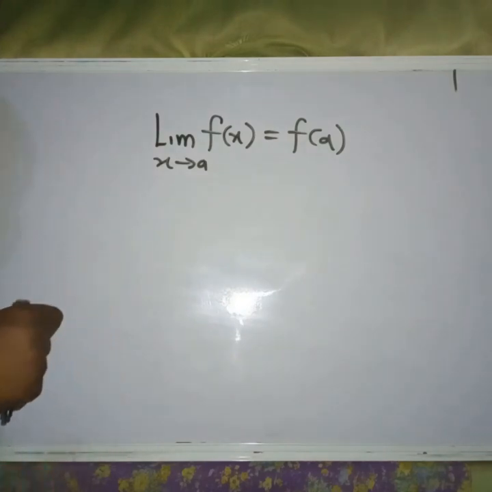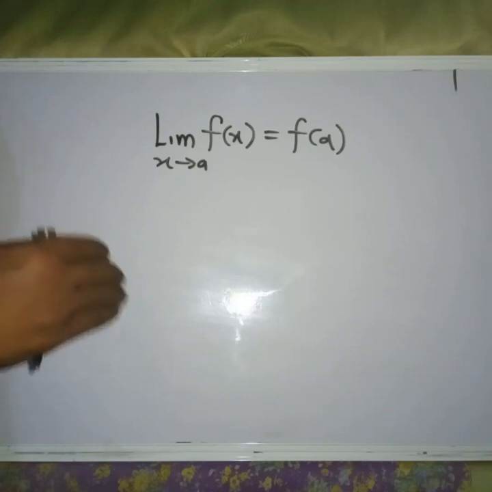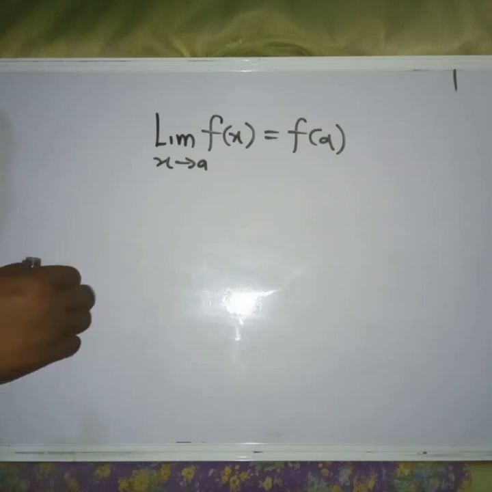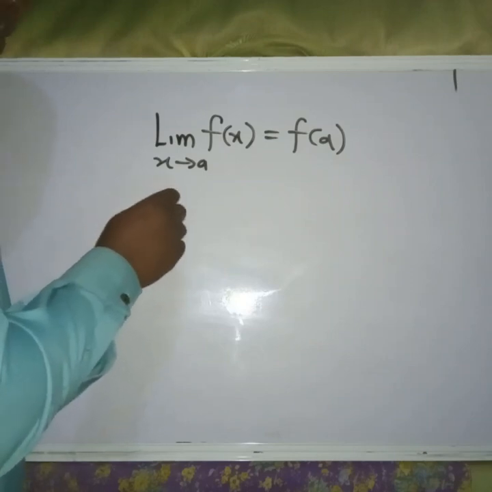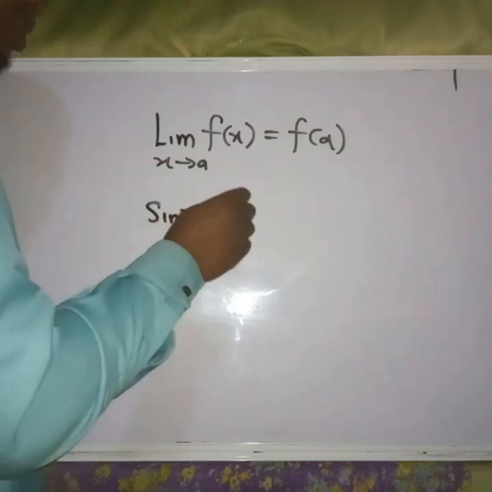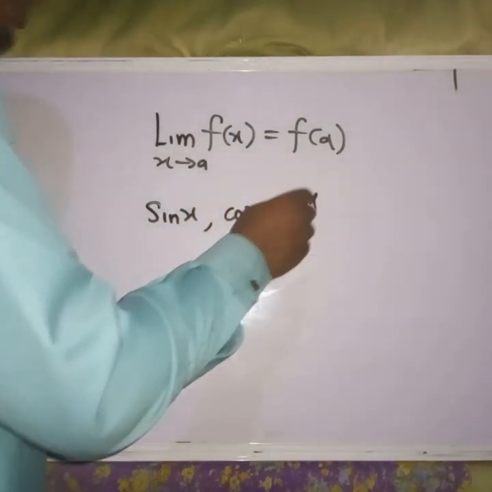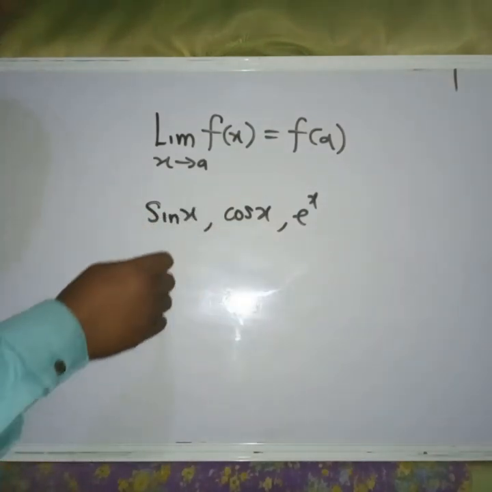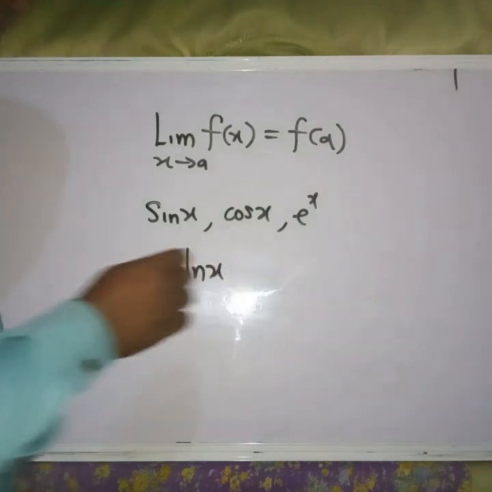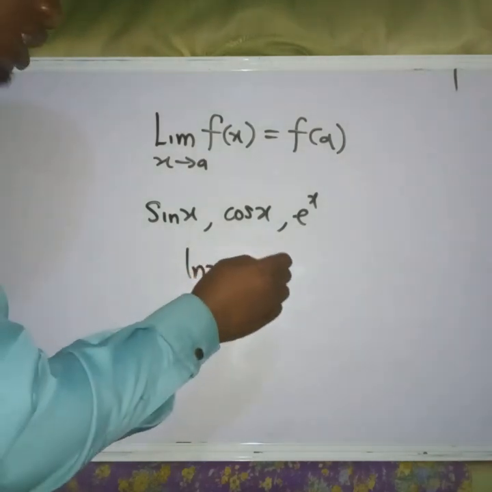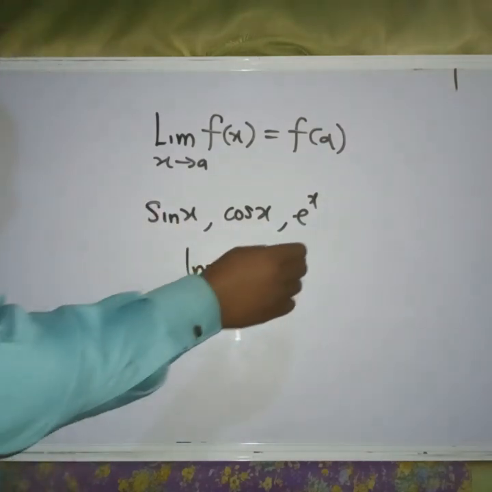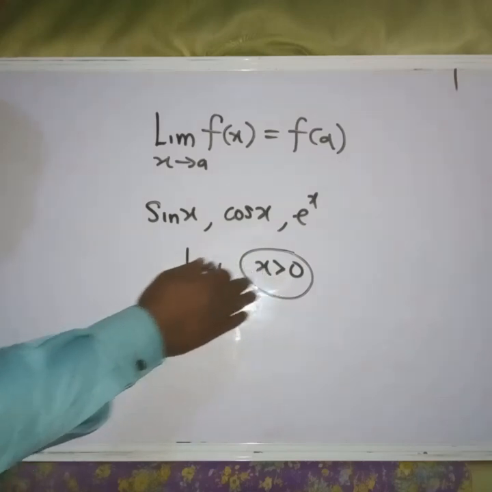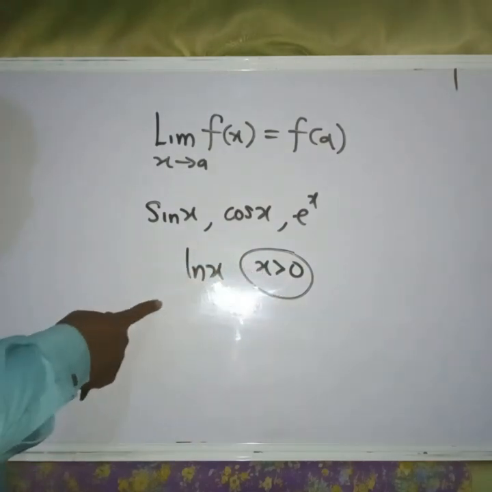We have also given several examples of functions that are continuous. We have said that all polynomial functions are continuous. We have also said that the functions sine x, cos x, and exponential x are all continuous in the domain of R. The function ln x is also continuous for only positive numbers. Any number outside this range, the function ln x is not continuous.